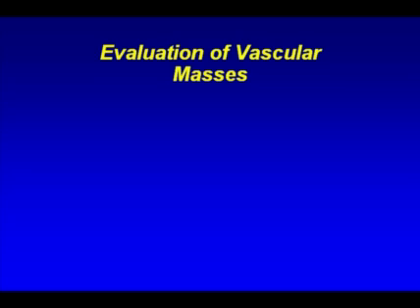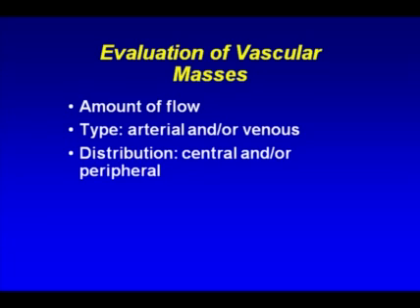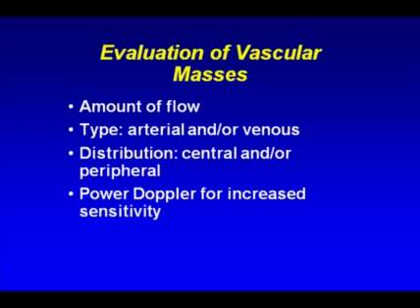Now, there are a number of vascular masses that ultrasound can really contribute to their evaluation. And when you're looking at a mass that you may think may be a hemangioma or some other type of vascular mass, there are several things that ultrasound can help you with. Number one is you wanted to get some idea of the amount of flow. The type of flow, is it arterial and or venous? The distribution, is it central and or peripheral?